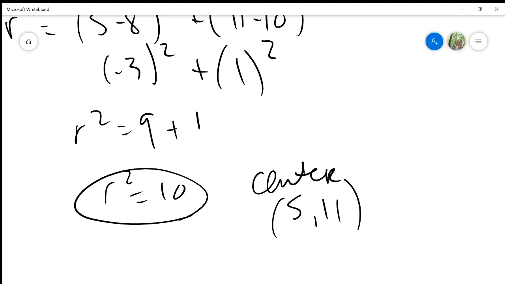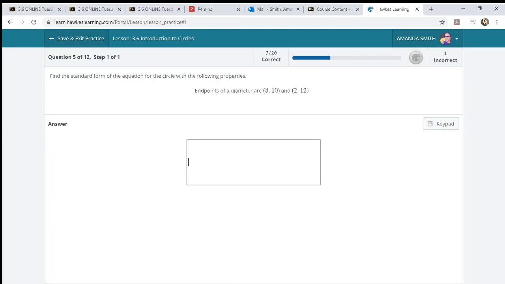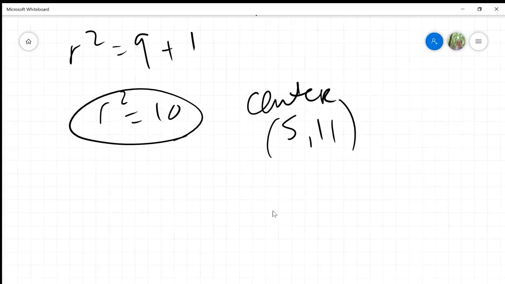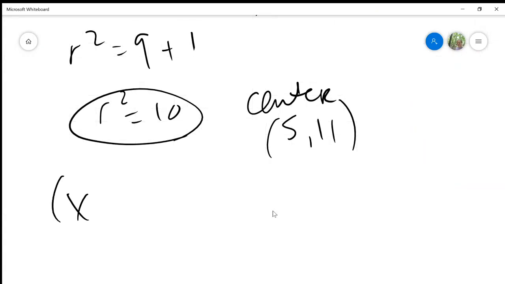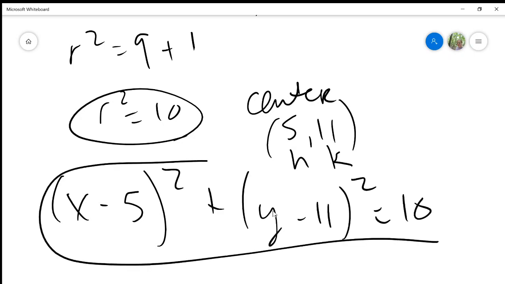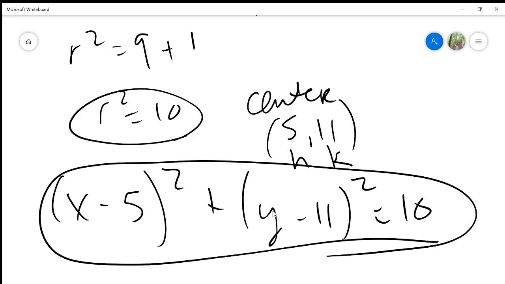So let's go back to Hawks, and it's asking me to find the equation. Okay, so now I have to remember how to plug these things in. So I'll have x minus, excuse me, this is my h and my k, so 5 squared plus y minus 11 squared equals 10. And this will be my answer. So let's go plug this thing in and make sure we're right.